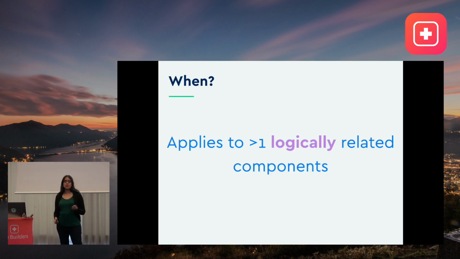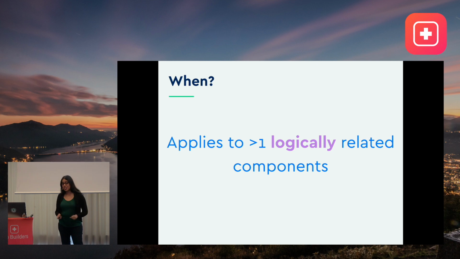So when should you use a style? When I first learned about styles, I thought it was just this way to get your layout XML to be clean and neat and to encapsulate all of the styling in one place. But that doesn't scale well. So I recommend that you only extract out a style if it is used in more than one place and more than one logically related component.